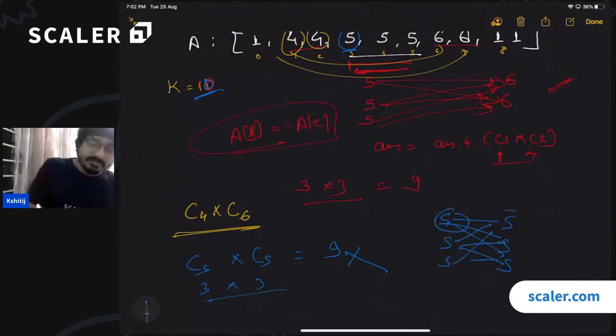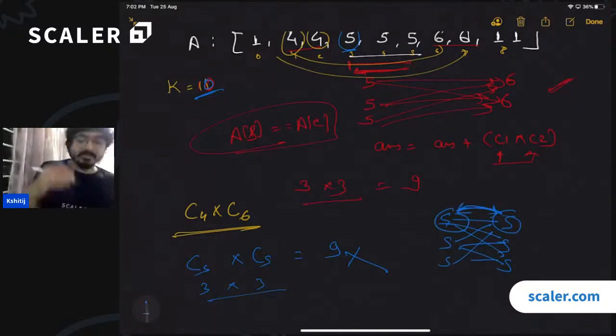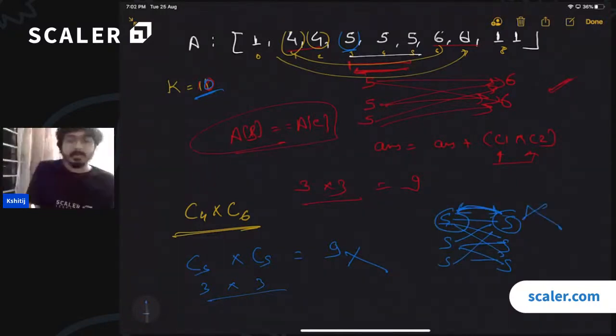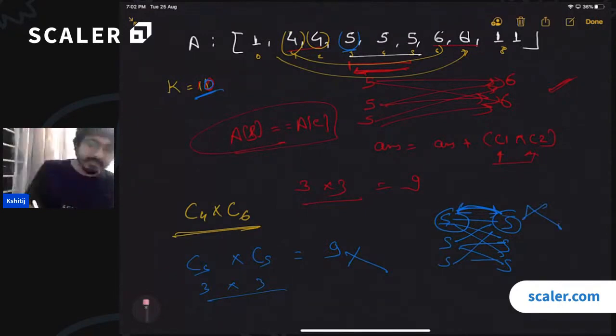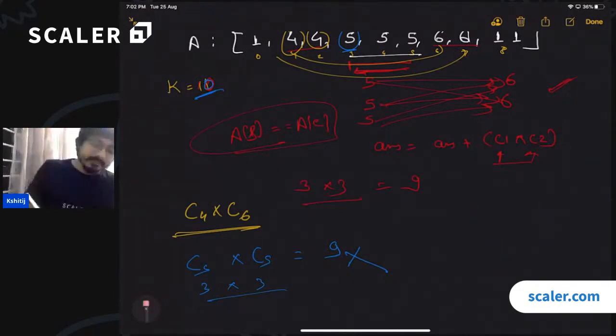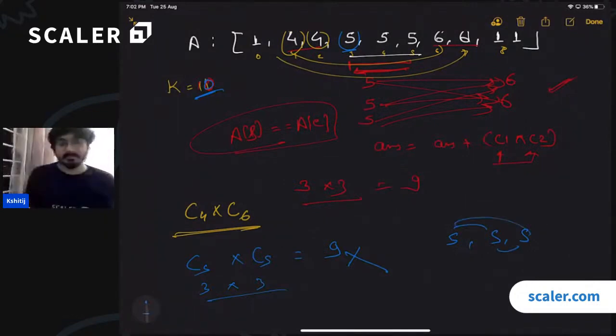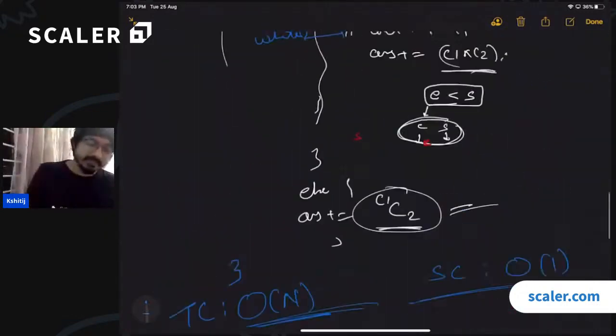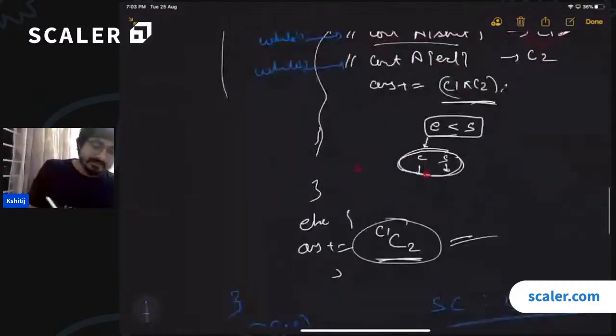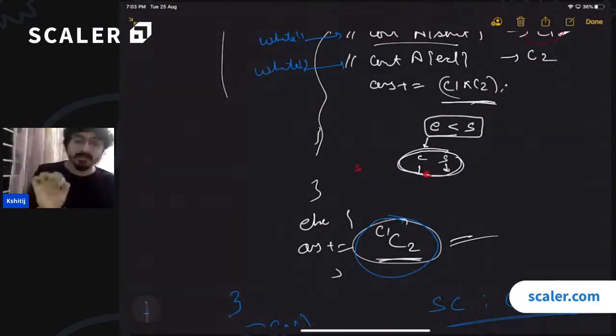So you are also considering this pair which is occurring between the first 5 and the first 5, which is wrong, right? So in this case, what we can do is simply say that we have got 3 fives and choosing any two is going to give us the answer. So that is why we said that if A of start is equal to A of end, then you have to calculate the count of that number and you can do C1 count C2.